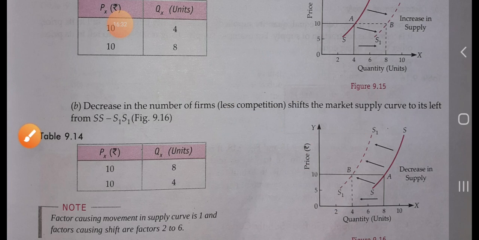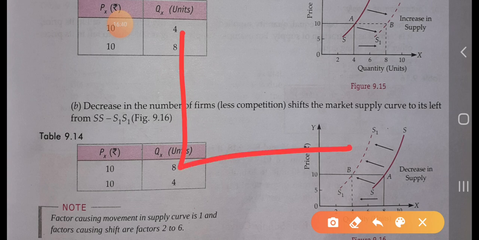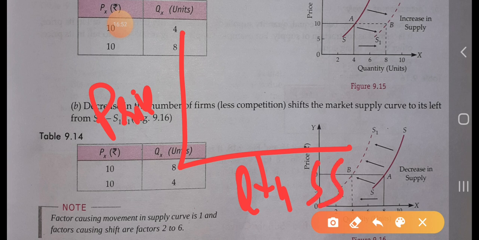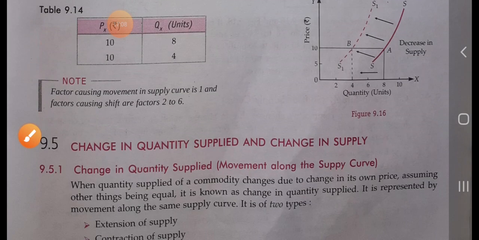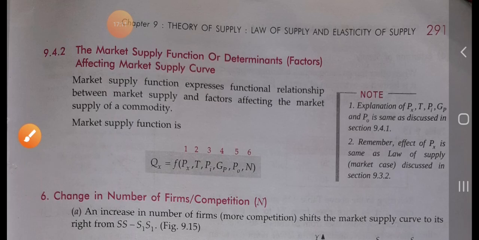If the competition declines, then the supply curve of the commodity will shift to the leftward. Okay, now when there is less competition, the market supply curve will also shift to the leftward. So, price and quantity supplied, here price we will take, then it is the SS supply curve, and if less competition prevails in the market, that curve will shift to the leftward, S1 S1.